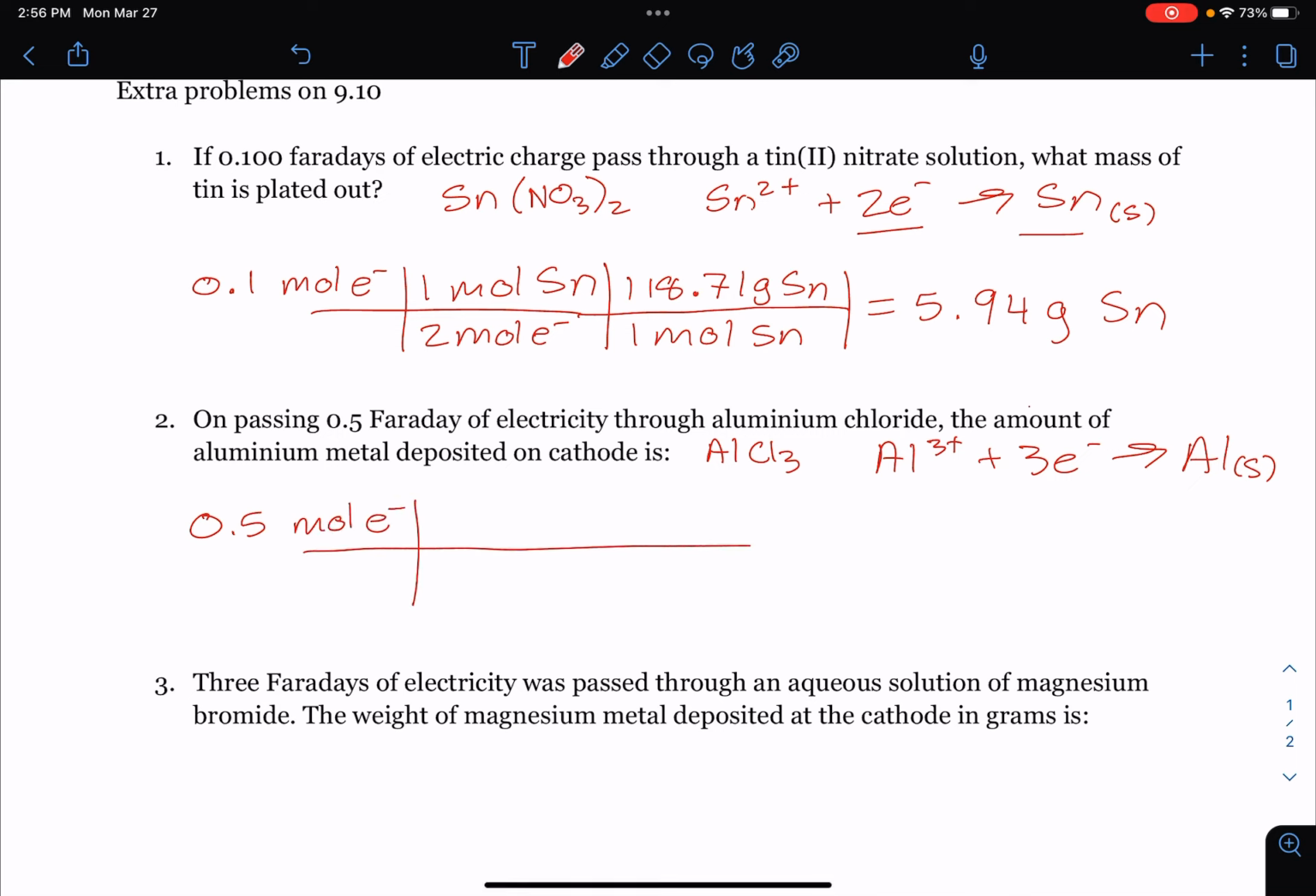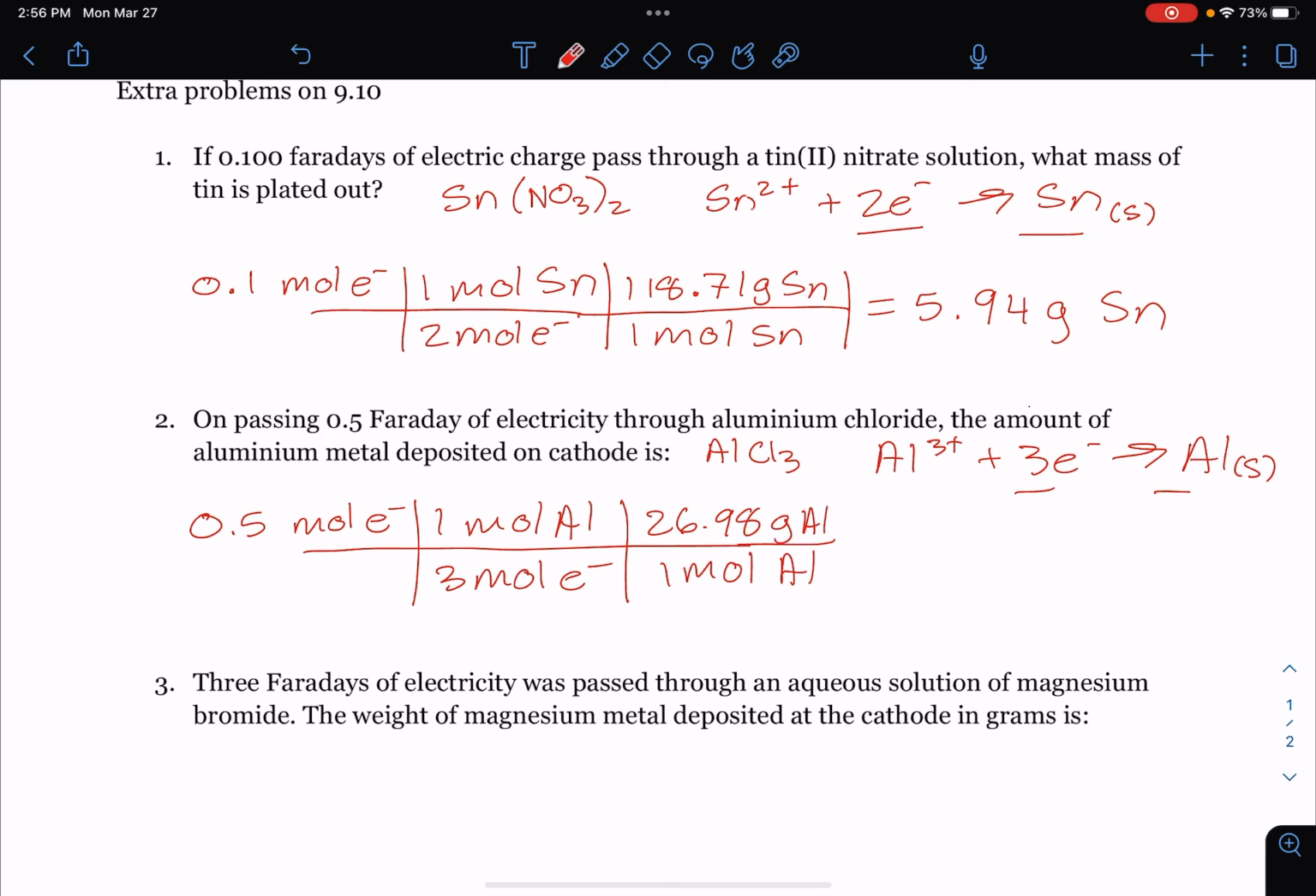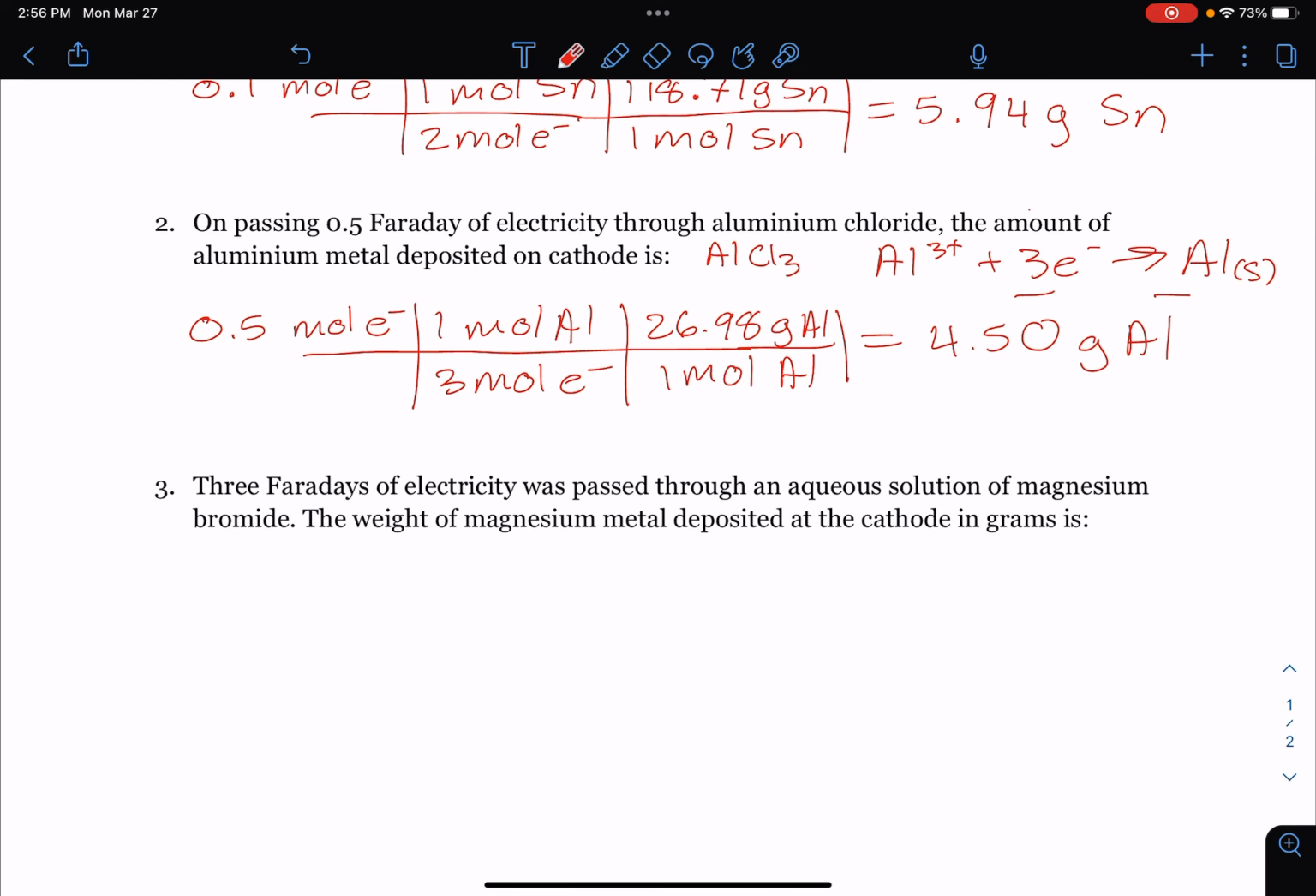cell. For every 3 moles of electrons, we have 1 mole of aluminum. That's just this coefficient ratio, 3 to 1. For every 1 mole of aluminum, we have the molar mass of aluminum, which is 26.98 grams of aluminum. Then when you multiply across the top, divide across the bottom, we have 4.50 grams of aluminum is plated onto the cathode. All right, go ahead and pause and see if you can do problem 3 before I work it out.